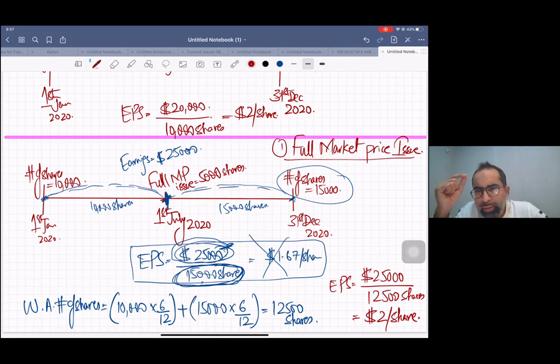Now, let's do a very, very small practice. Just now we have to calculate weighted average number of shares. Let's do it.